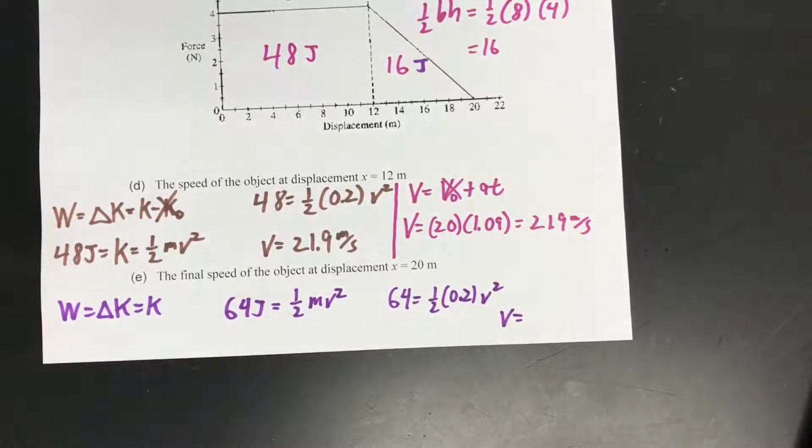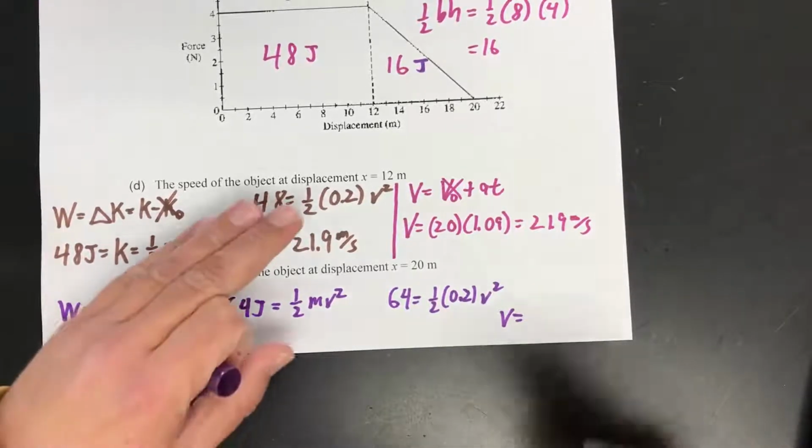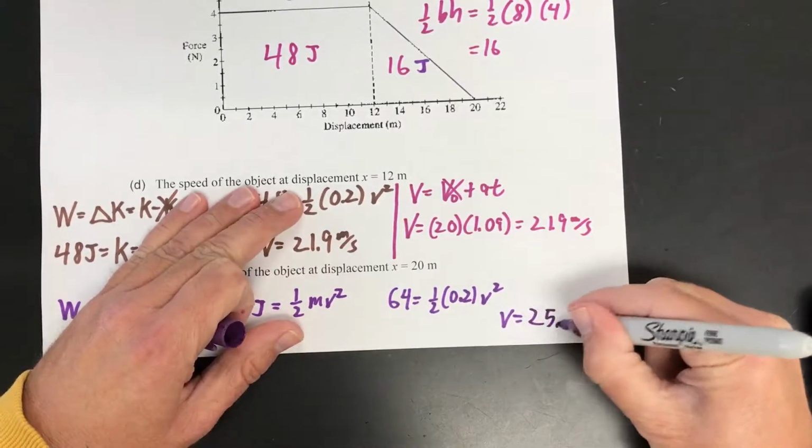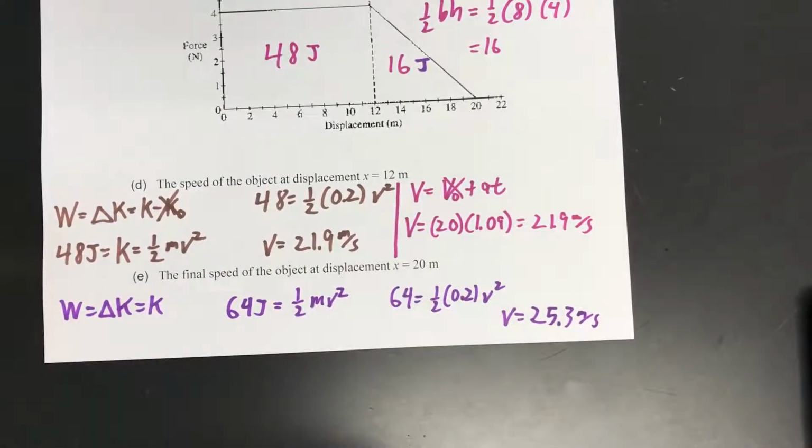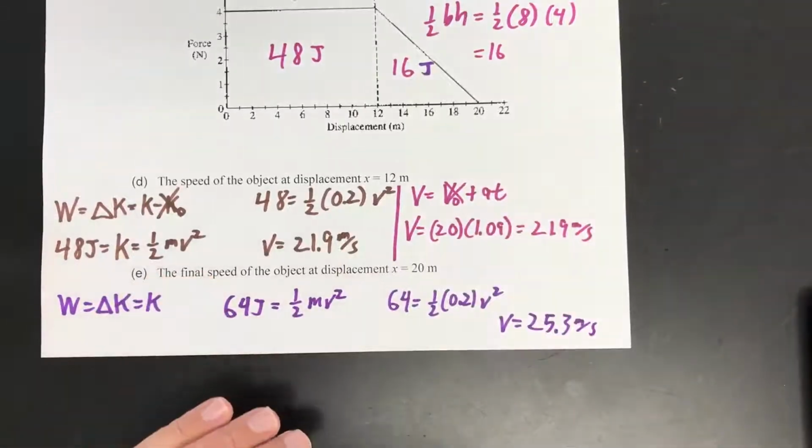And finally solve for v. I forgot to do that beforehand. So 64 divided by 0.5 divided by 0.2. Take the square root of that. You get about 25.3 meters per second. That makes sense. It should be a little bit more than 21.9 because we pushed on it for a little bit more of a distance there.